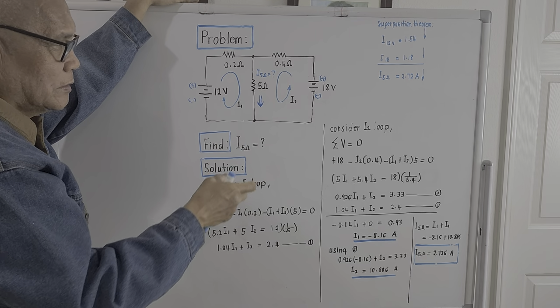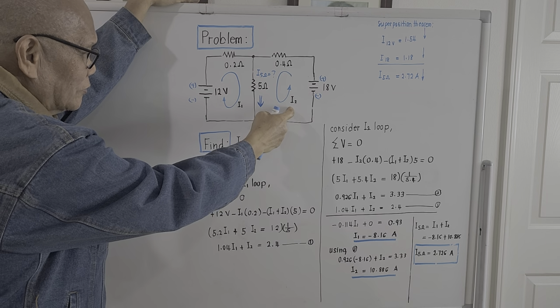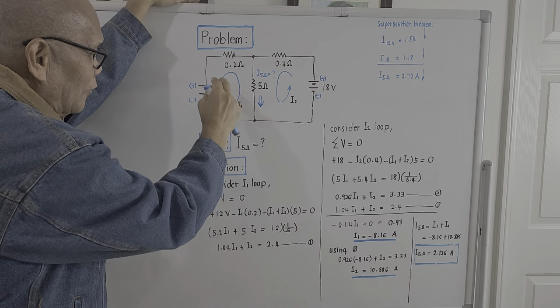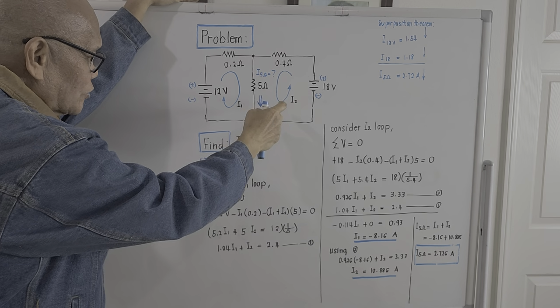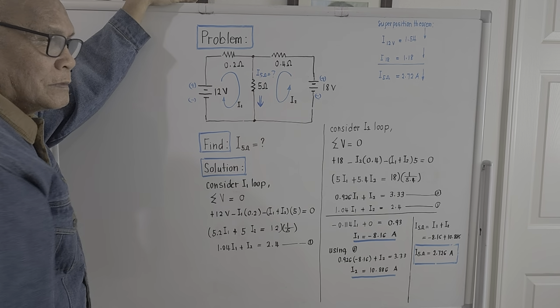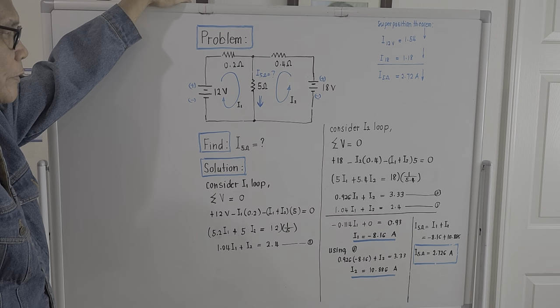Then we go back to the circuit and determine the proper direction of the current. The current passing through here could be I1 plus I2 if our assumed direction is correct, or it could be I sub 2 minus I sub 1, maybe. Okay, let's bring out the solution.